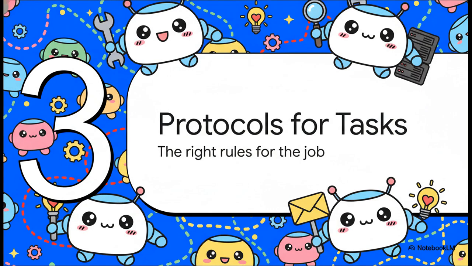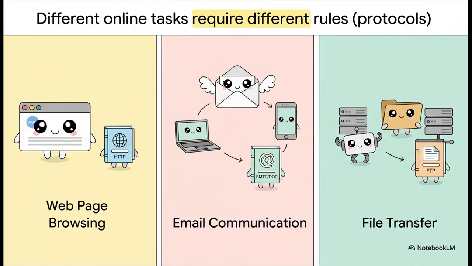Now, different tasks on a network actually require different protocols. This is all about using the right set of rules for the right job. Think about the common things you do online. Viewing a web page is a very different kind of task from sending an email. And that's also different from, say, transferring a large file. Because these tasks all have different requirements, each one needs its own specific set of rules, or its own protocol. A single set of rules just isn't enough.